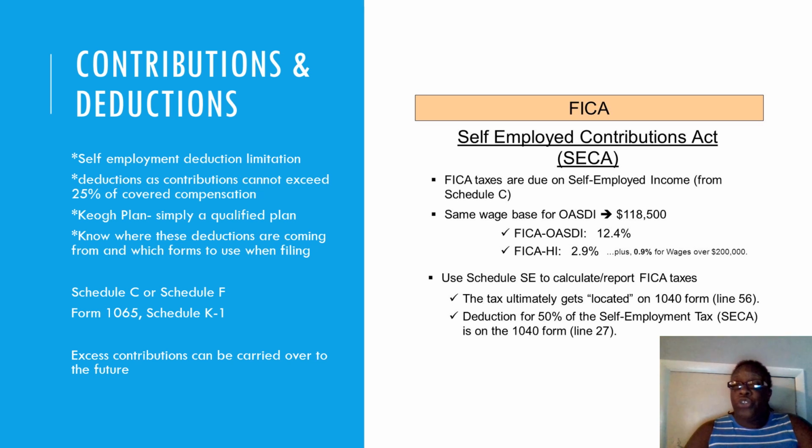As an employer, you may come into circumstances where some of your employees still may be considered self-employed. The contributions and deductions formula is different for those that are self-employed. There's a limited deduction. Deductions cannot exceed 25%. They have what they call a Keogh plan, a simple name for a qualified plan. You want to know the schedules, the different forms that you need to use, and any excessive contributions can be carried over into the next year.